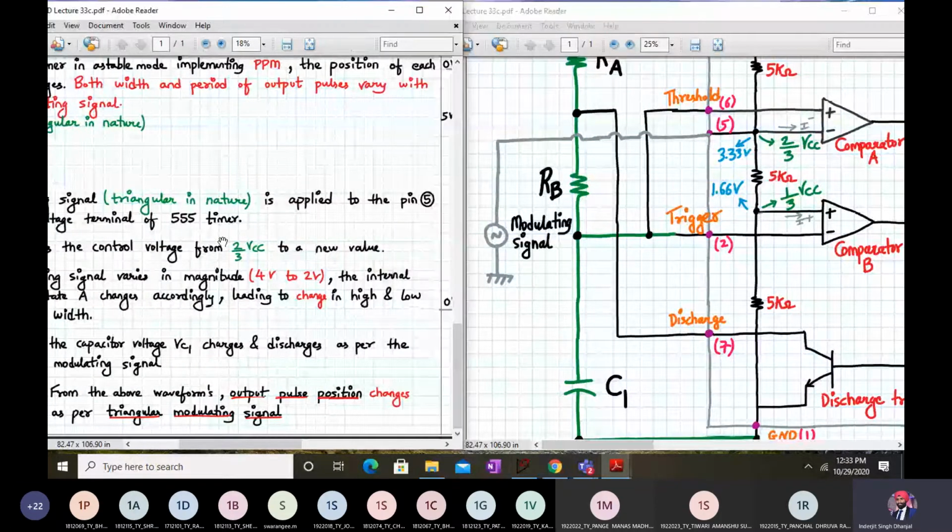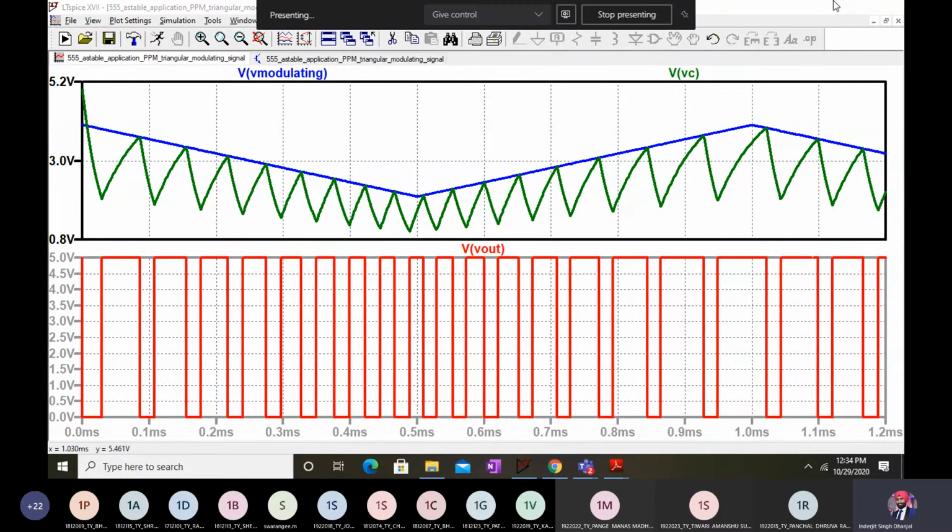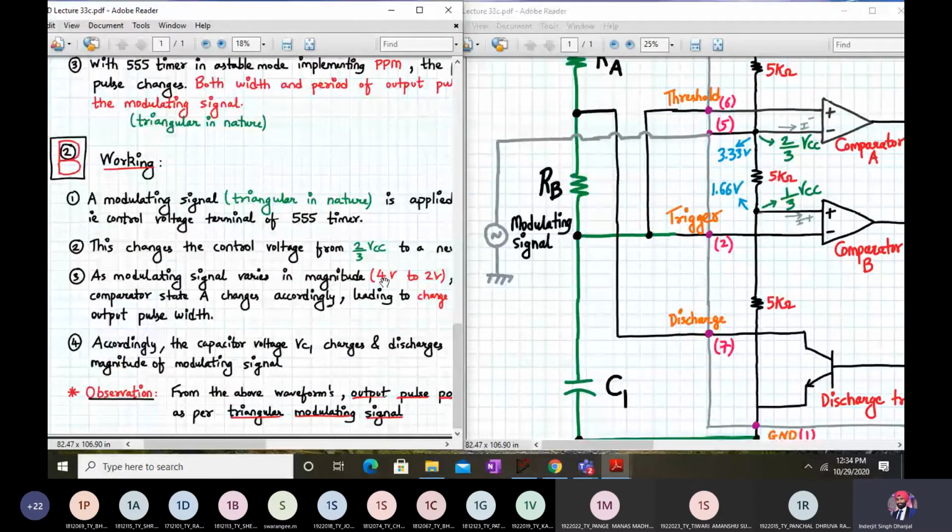Fine. So what will happen? My output pulse position changes, as is visible very clearly. The output pulse position changes for the 555 timer in this case, as per the instantaneous value of the modulating signal. So as my modulating signal is reducing in amplitude, my pulse width, the T on and the duty cycle, is more. As it is increasing, the duty cycle reduces. The pulse position changes means the duty cycle changes. So as the duty cycle changes, my frequency will also change.